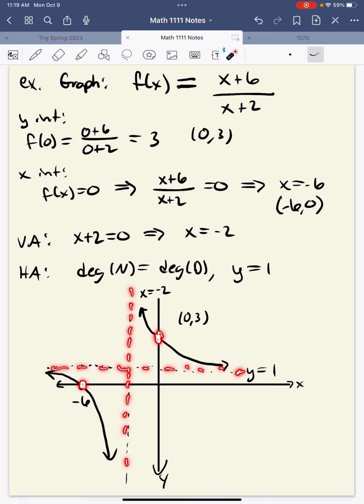Then we put that information on the graph and draw the function accordingly. So at the VA, there's odd multiplicity, and the y-intercept is positive, so the graph has to be up here on the right-hand side of the VA, and it's going to flatten out at y equals 1. Now, since the multiplicity is odd, on the other side of the VA the arrow has to be going the opposite direction. And at -6, the multiplicity is odd, so it's going to cross. And then as x approaches -infinity, the graph flattens out at y equals 1.